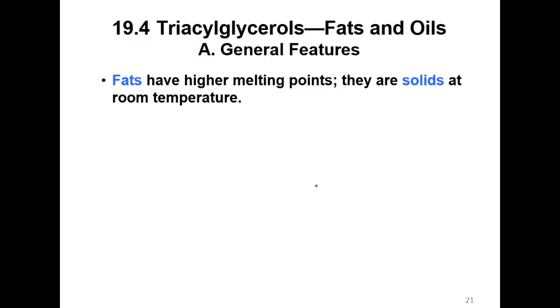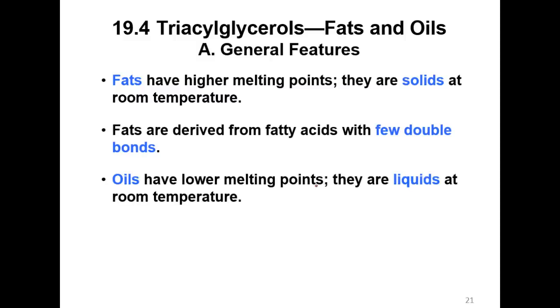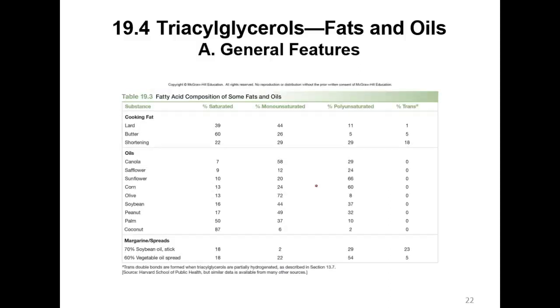Fats have relatively high melting points. They are usually solids at room temperature. These are usually saturated fats. Fats are derived from fatty acids with few double bonds. Oils have lower melting points and they are liquids. All right. Oils are derived from fatty acids having a large number of double bonds. Okay. Again, we've talked about this. This is just kind of showing you examples: lard and butter and shortening.